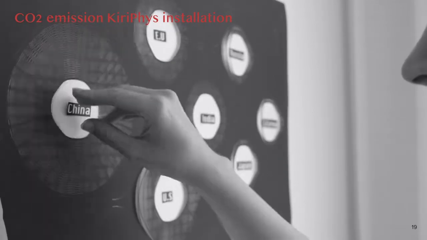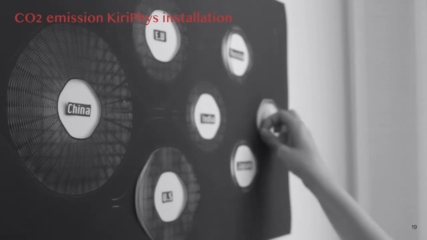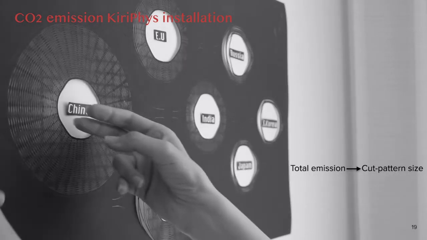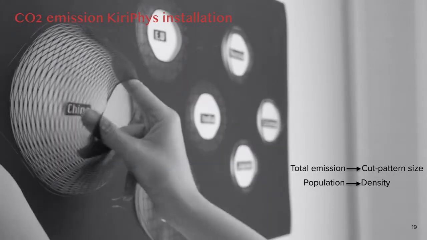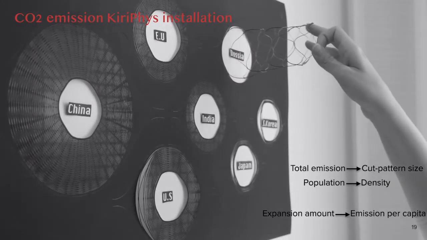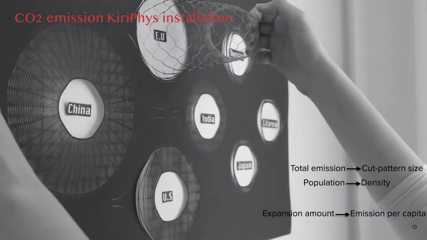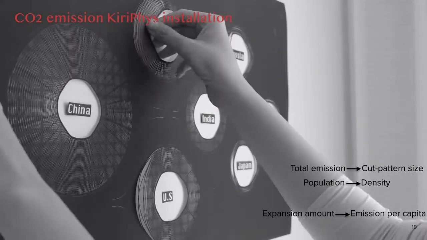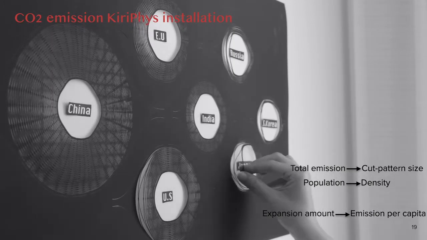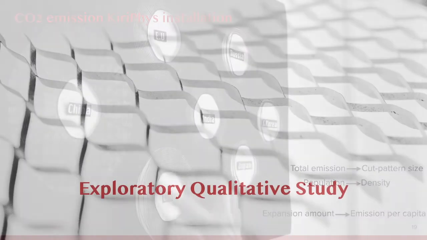Number of joints in a cut pattern is proportional to the population. Therefore, the larger the population, the denser the texture of the expansion. With total emission represented through cut pattern size and population through texture density, the amount to which each country expands represents emission per capita. The viewer can expand several cut patterns to compare different countries based on their overall emission amount, population, and per capita emission.